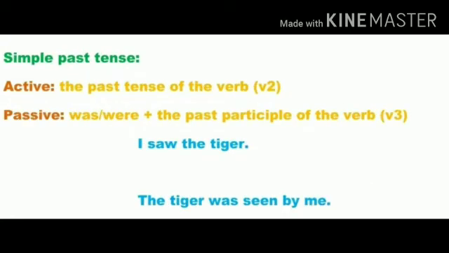Next, you see the example of simple past tense. The active sentence is, I saw the tiger. We need to change it into a passive sentence. First, the places of subject and object will be interchanged. Then the auxiliary verb used here is was or were. The third form of verb we need to use. Then we need to use the preposition by, and at last the object. So the passive sentence will be, the tiger was seen by me. The structure of the passive sentence for this tense is subject plus was, were, the past participle of the verb, then by plus object.